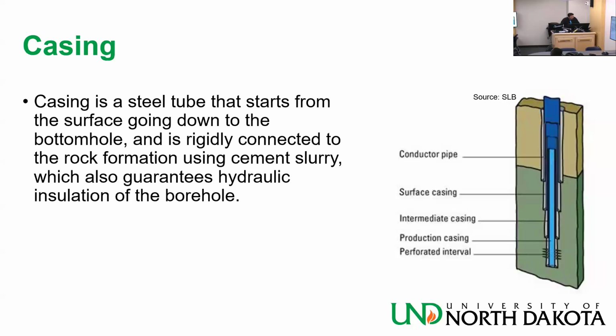Casing is a steel tube that starts from the surface going down to the bottom hole and is rigidly connected to the rock formation using a cement slurry, which also guarantees hydraulic insulation of the borehole. Basically, you protect your well from everything outside. And of course, you protect everything outside from what is in the well. So you have an aquifer here.